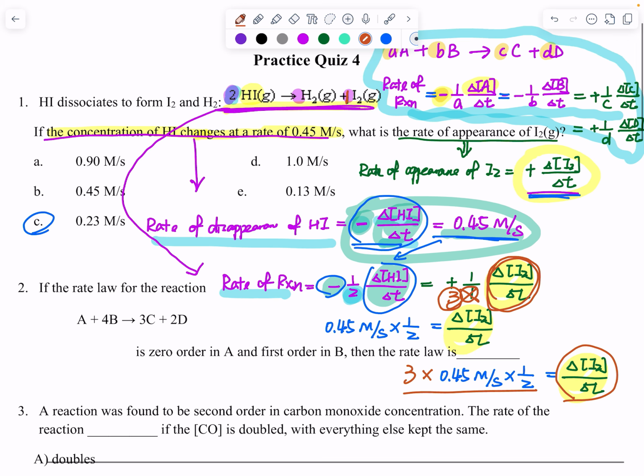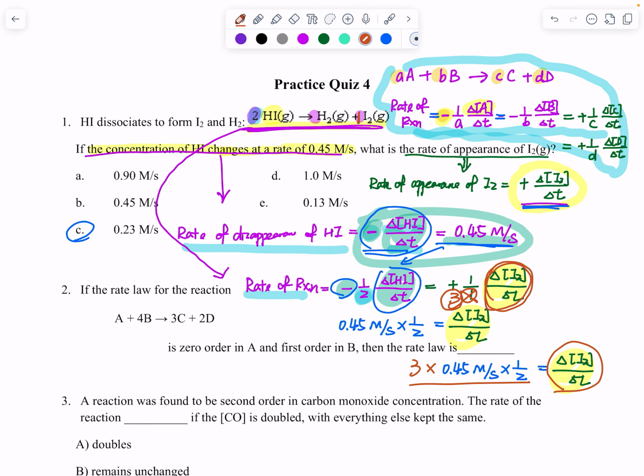Other than that, this is a question about the average rate of a reaction regarding the reactants and products, how they're related, and that's that. And hopefully this is helpful.